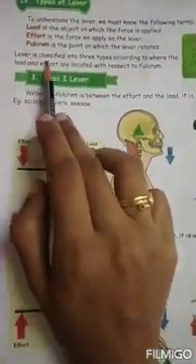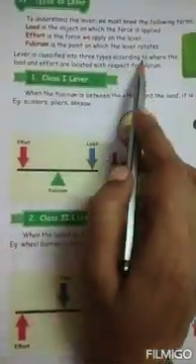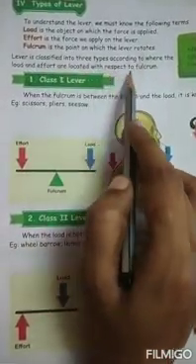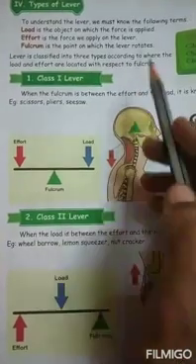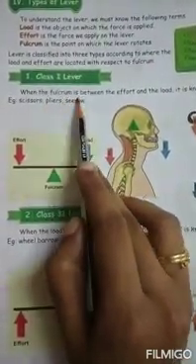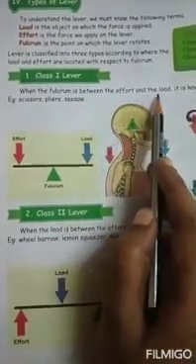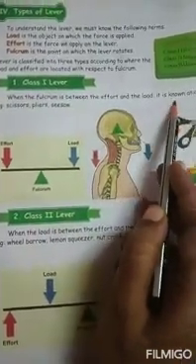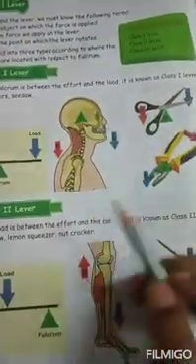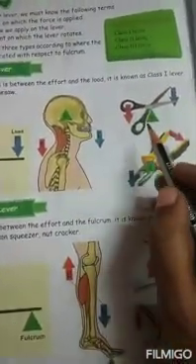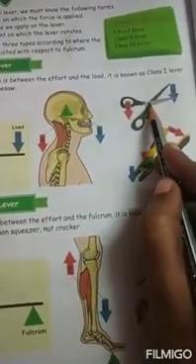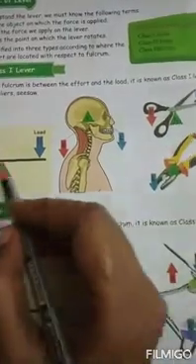Lever is classified into three types according to where the load and effort are located with respect to the fulcrum. Class 1 lever: when the fulcrum is between the effort and the load, it is known as class 1 lever. For example, scissors. The fulcrum is in the middle.